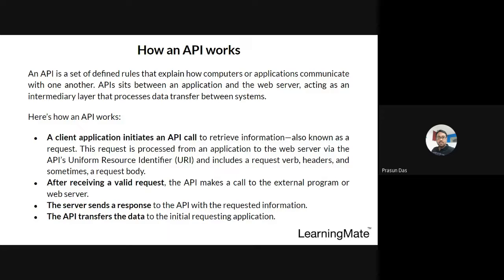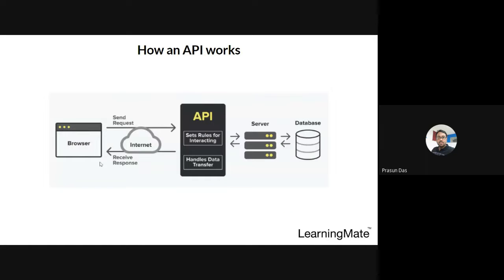Then the server sends a response to the API with the requested information. After all the processing is done, the API transfers the data to the UI, meaning the initial requesting application, to the user. So the diagram is basically like that, a simple HLD kind of diagram, a high level diagram.